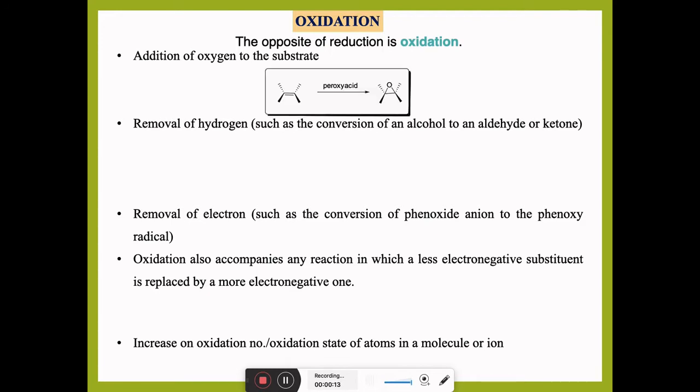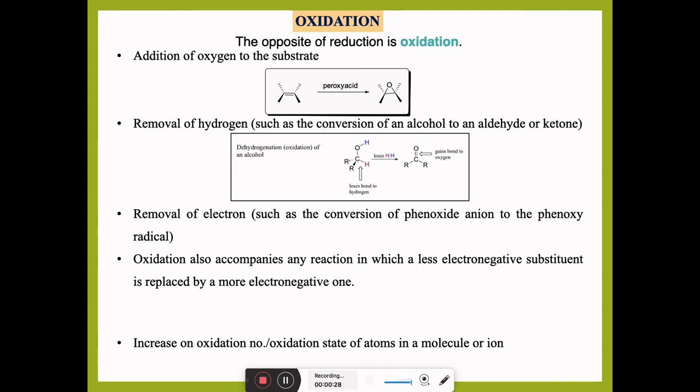Addition of oxygen to the substrate. When an alkene is treated with peroxy acids, we'll get an epoxide. So there is an addition of oxygen to the double bond. In another way, removal of hydrogen is nothing but oxidation. One example is the conversion of alcohol to a carbonyl compound. Here, in the secondary alcohol, there is a loss of an H2 molecule which will give a ketone. This dehydrogenation process is called oxidation.